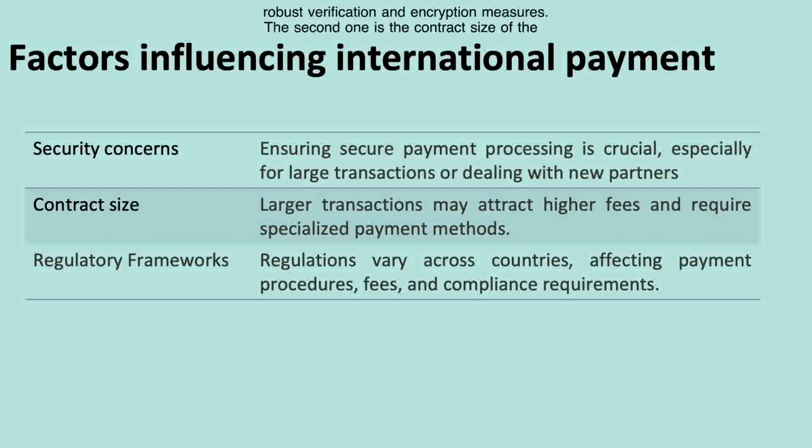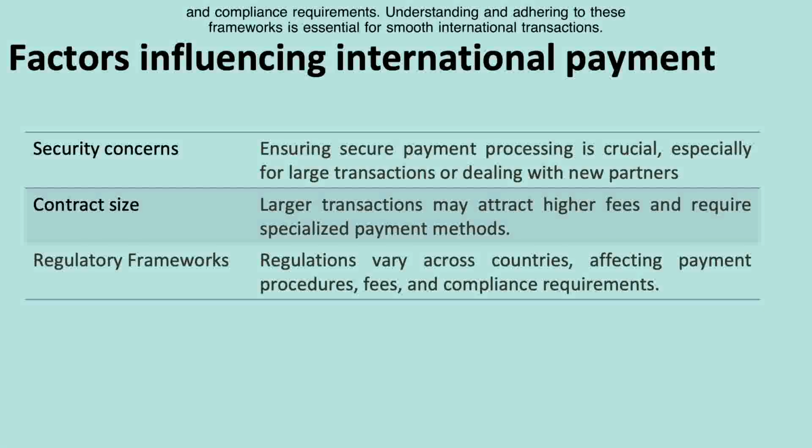The second one is the contract size of the international sales contract. Larger transactions may attract higher fees and require specialized payment methods. The size of the contract can influence the choice of payment method and associated costs. The last one is the different regulatory frameworks between countries. Regulations vary across countries, affecting payment procedures, fees, and compliance requirements. Understanding and adhering to these frameworks is essential for smooth international transactions.